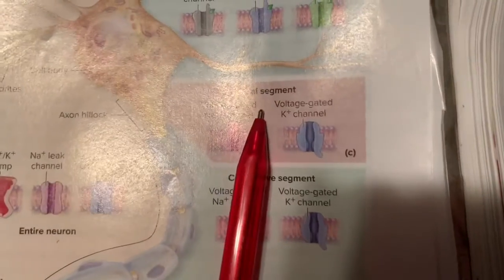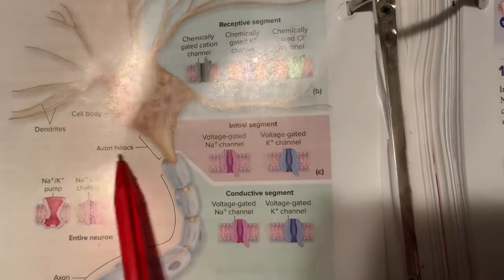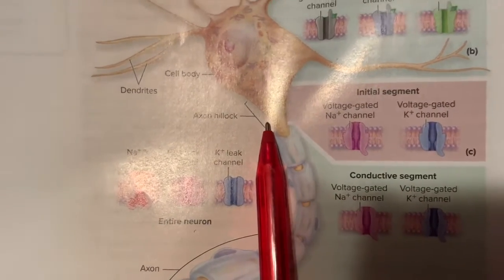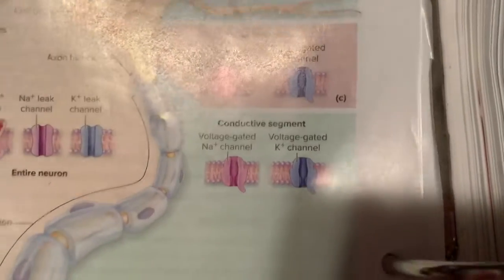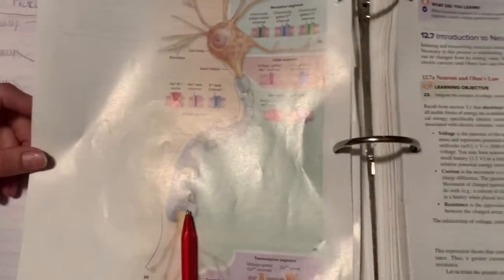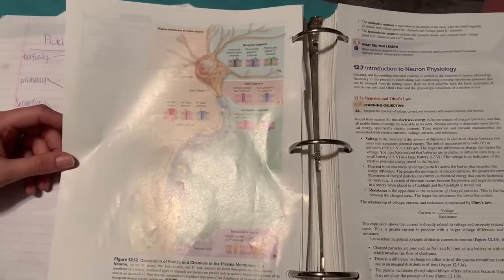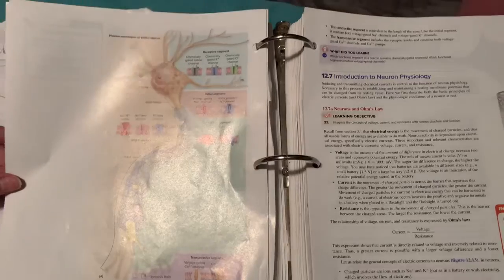Moving on to the initial segment, and that is the axon hillock, which is this right here. That's considered the initial segment. And the conductive segment just below is the length right here of the axon. Both contain voltage-gated sodium channels and voltage-gated potassium channels. In these segments, graded potentials are processed and nerve impulses initiated, and in the conductive segment, it conducts action potentials.